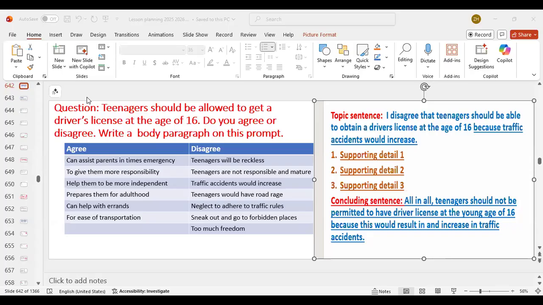Okay, when you say finally they lack discipline, that is connected to your idea of maturity. So that's just good. But when you say too much freedom may lead to poor choices, that's not really a good supporting detail, right?